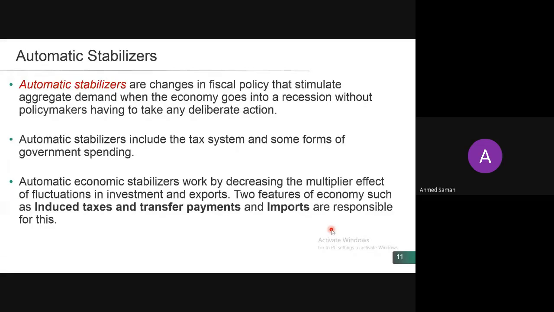As I was saying, automatic stabilizers include the tax system and also the forms of government spending, which are transfer payments, like unemployment benefits. So it decreases the multiplier effect of fluctuations in investment and exports because with tax reductions and transfer payments, the households or the businesses will actually save.